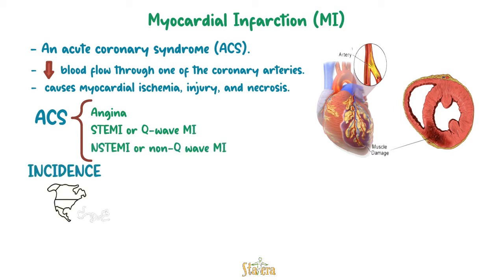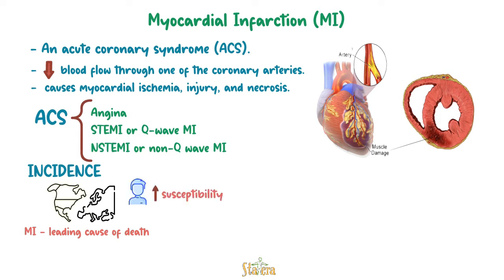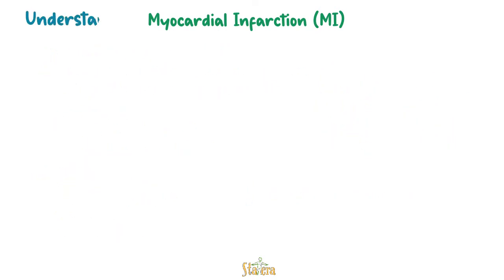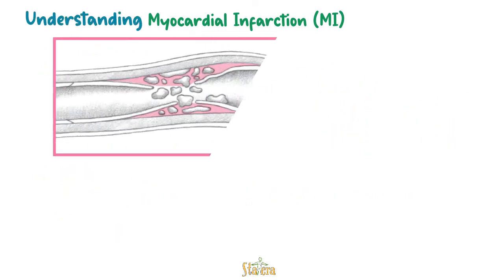In North America and Western Europe, MI is one of the leading causes of death. Death usually results from cardiac damage or complications. Men are more susceptible to MI than premenopausal women, although the incidence is increasing in women who smoke and take hormonal contraceptives. In myocardial infarction, blood supply to the myocardium is interrupted.